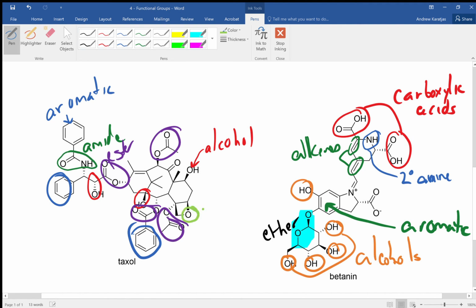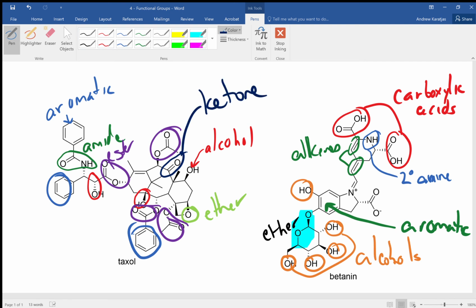Here's an oxygen bonded to 2 carbons, making it an ether. Here's a carbonyl bonded to 2 carbons, that's a ketone. And finally, right here in the middle, we have an alkene.